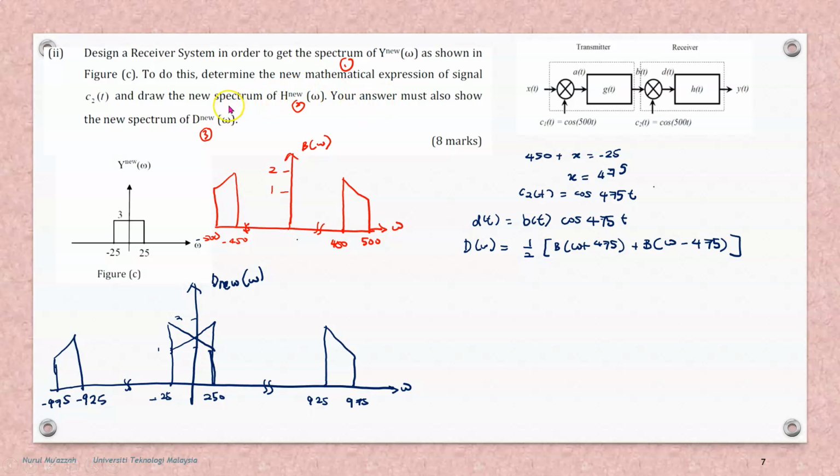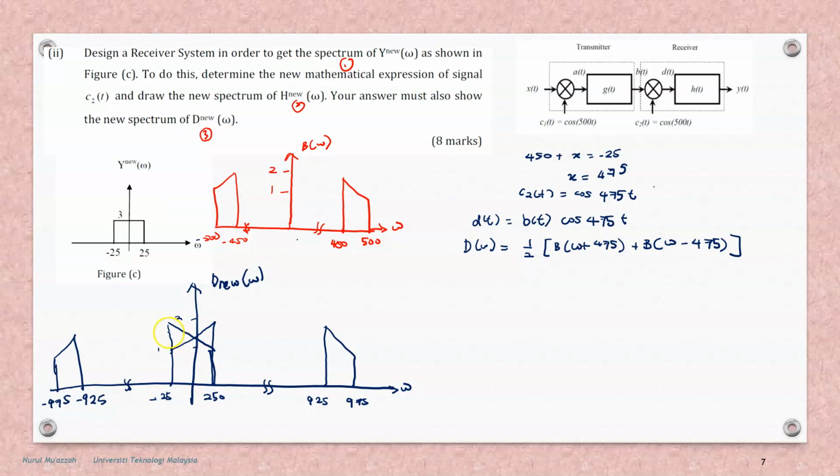You haven't answered the full question. Basically you have answered two questions here. You have determined the mathematical expression of C2T. From there you get D(ω), and you draw D(ω) here. Now we have to determine the H(ω) so that we can get Y(ω).